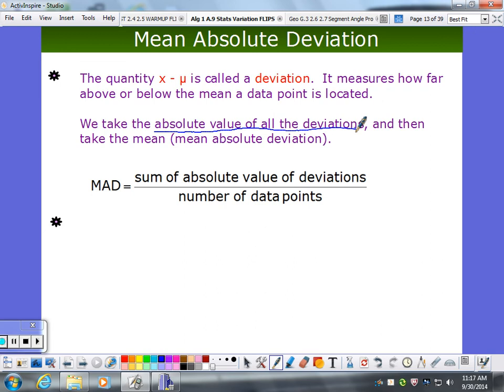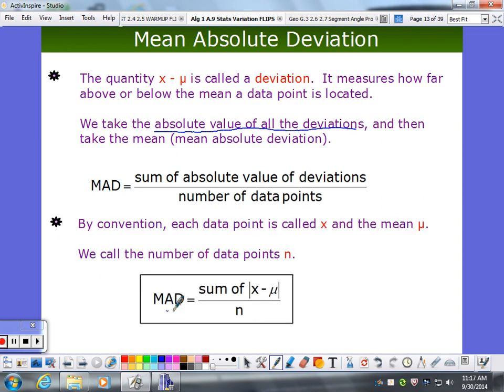So we take the absolute value, and you add all those up, and you divide by the number of points you have. Isn't that an average? Adding up points and dividing by the number that you have? So that is a special kind of average. Now, by convention, every point of data in a data set, so you know those kids, you had 10-year-olds, 11-year-olds, we call it all x. This one's x, this one's x, this one's x. And then the mean is called mu, and n is the number of data points we have. So we're dividing by the number of data points we have. That's what you do when you find an average.